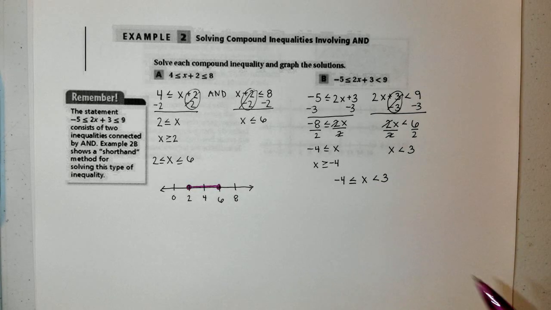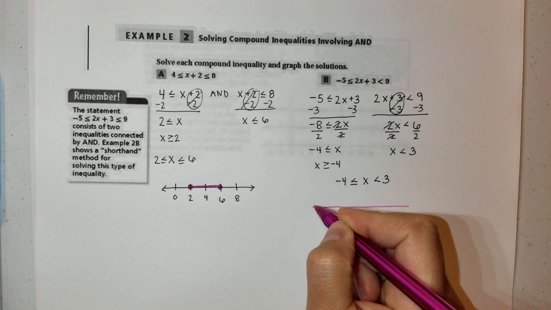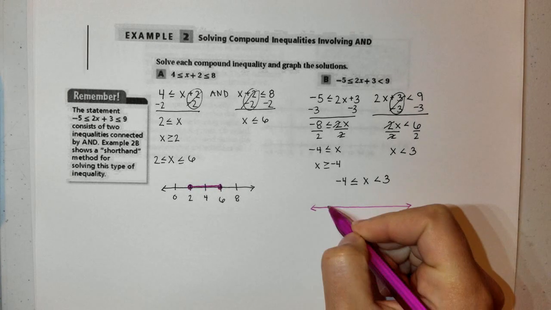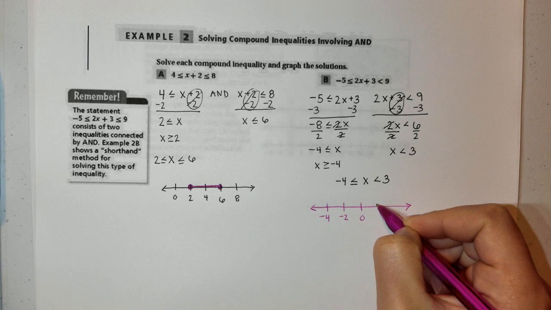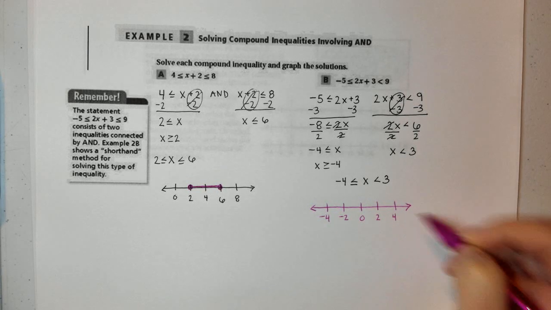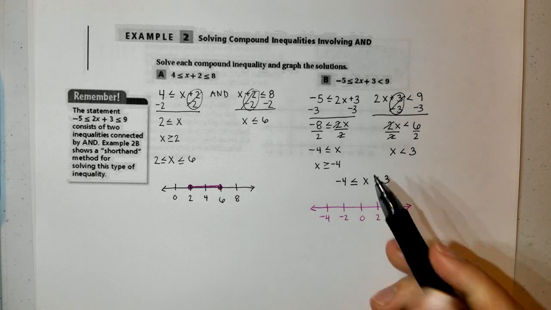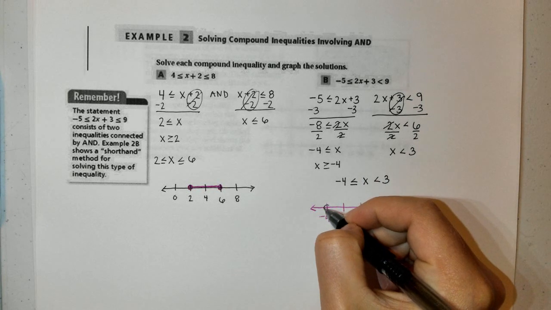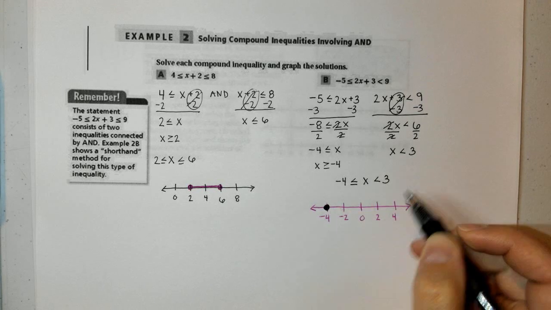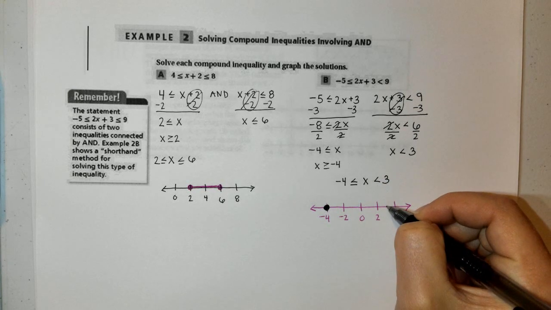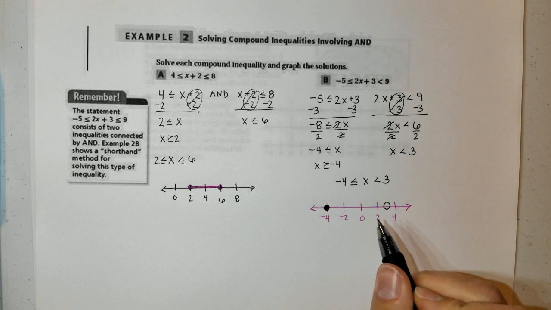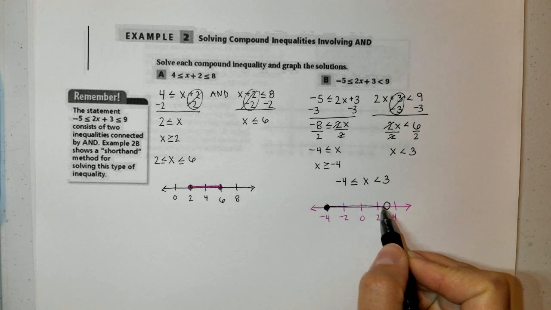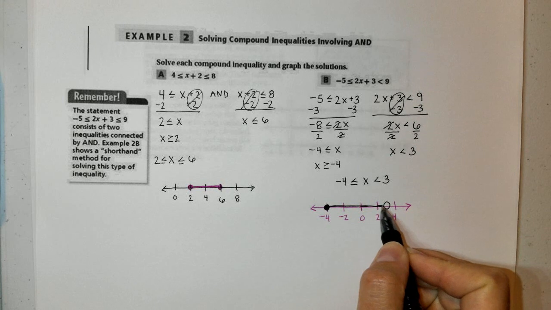So I'm going to now graph this. So I'm going to set up my number line. So I have negative 4, negative 2, 0, 2, 4. Okay. So here at the negative 4, I'm going to have a closed dot. Open dot at 3. So 3 is in between 2 and 4. So closed dot at negative 4, open dot at 3, and then I shade in the middle. So that is what my graph would look like.